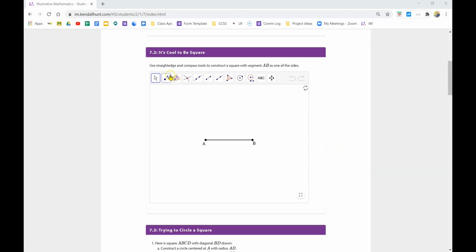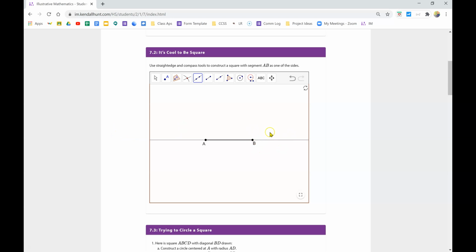The second question, it's cool to be square, asks you to use a straight edge and compass to construct a square with this segment as one of its sides. So I'm going to show you the steps, and then you should either pause the video and go do it yourself, or you can pause it step by step and switch back and forth. So segment AB is a line segment. First thing I'm going to do is take this line tool and make AB a line, so I have more room to work with on this line segment.